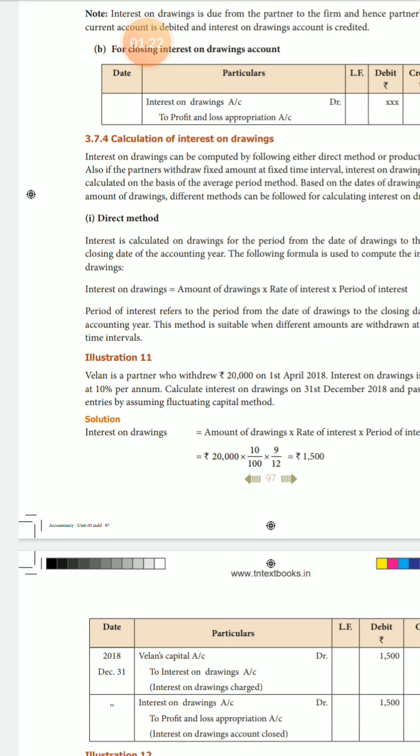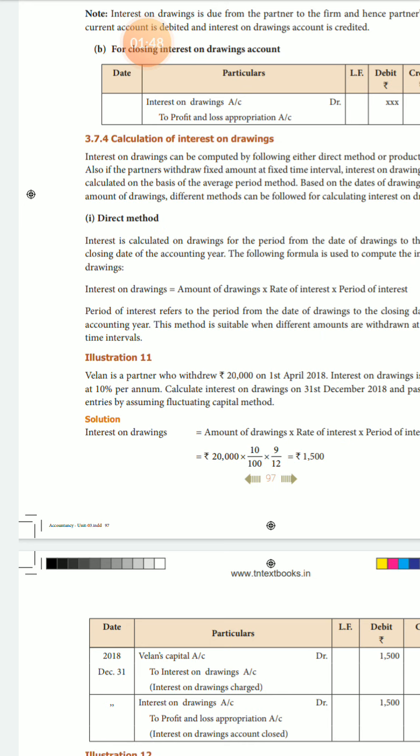In the direct method, interest is calculated on the drawing for the period from the date of drawing to the closing date of the accounting period. The following formula is used to compute the interest on drawing. This is the direct method, up to the closing date.